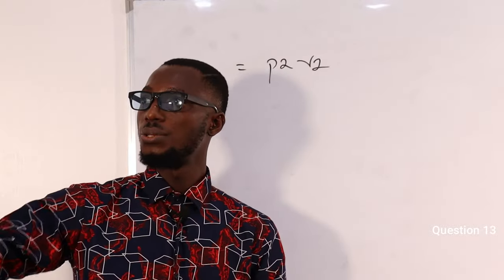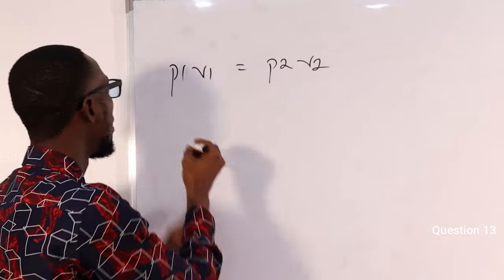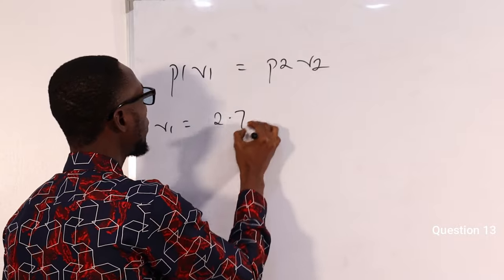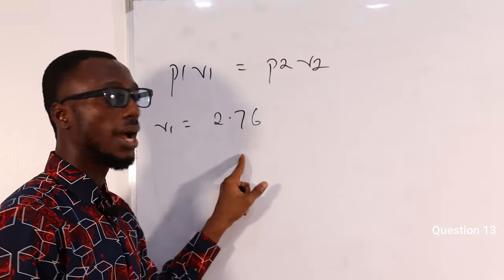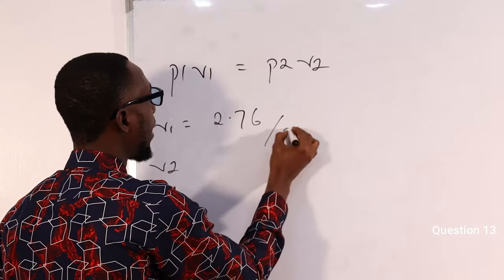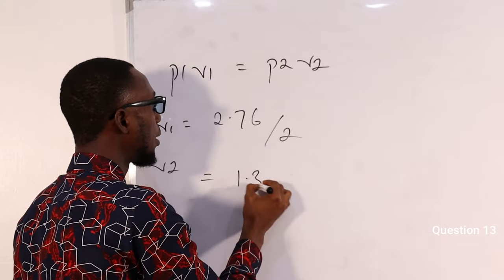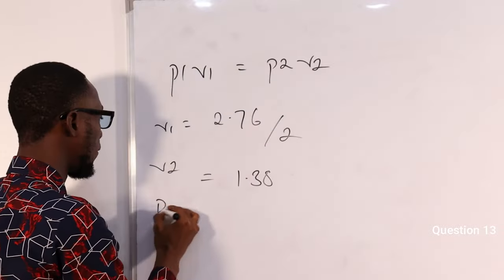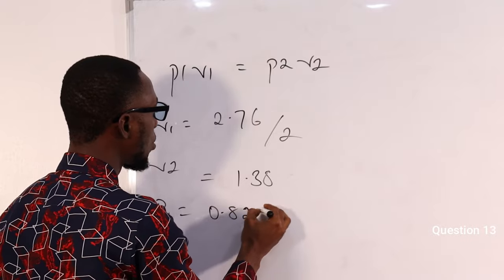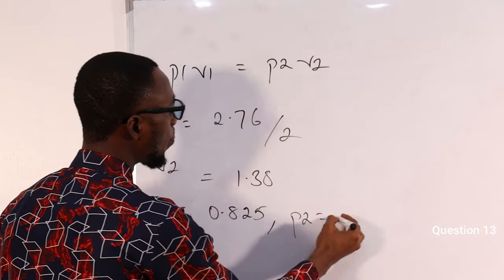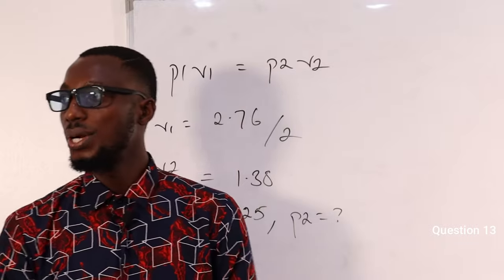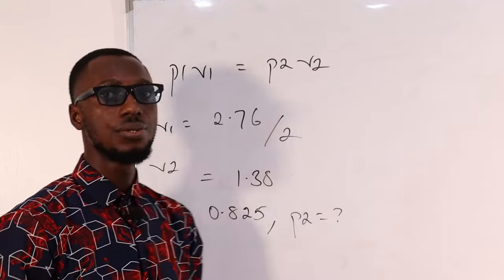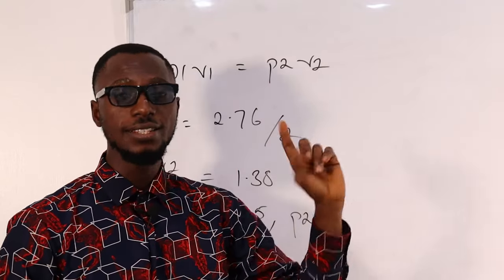We can see that the volume, we are told, is reduced by 1/2. So volume 1 is given as 2.76, and we are told that it is reduced by 1/2. So V2 will be this divided by 2, okay, and that is 1.38. We are given the pressure as 0.825. The first pressure is 0.825. So the question requires that we find pressure 2, P2, okay, what is the pressure exerted by the remaining gas? So we'll slot in these values into the given formula and we find our answer.